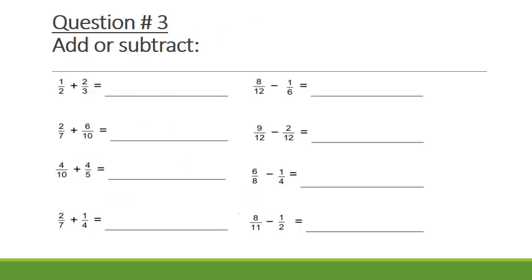Now in question 3, I need to add or subtract the following fractions. I will remind you, we cannot add or subtract fractions unless they have the same denominator. So in the first one, you multiply the first fraction by 3 and the second fraction by 2. So what do I get? 3 over 6 plus 4 over 6. So I only add the numerators, 7 over 6, and the denominator stays as it is.